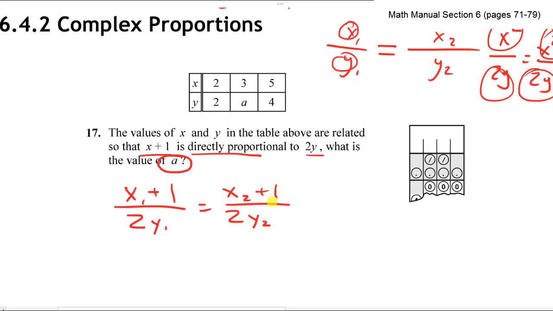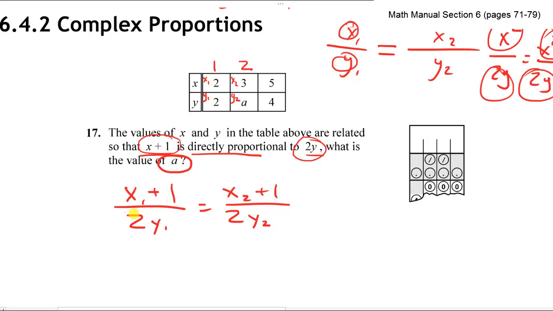So again, we can't think of this as just x over y equals x over y. We have to account for the fact that they are telling us that x plus 1 is directly proportional to 2y. So I'm just going to go ahead and pretend that these here are my 1s and my 2s. In other words, this will be x1 and this will be y1. This will be x2. This will be y2. And in that way, I can just substitute. I can just plug in.